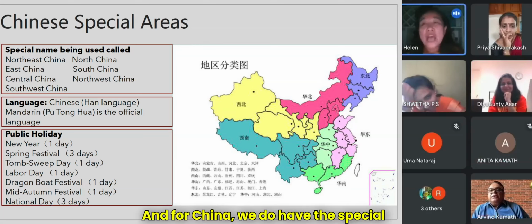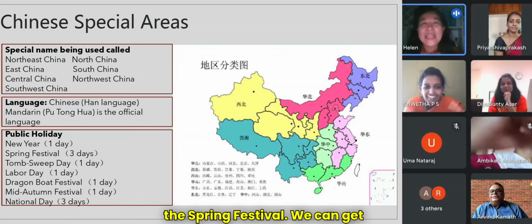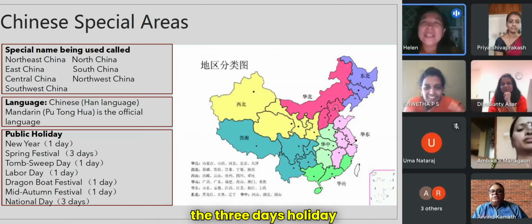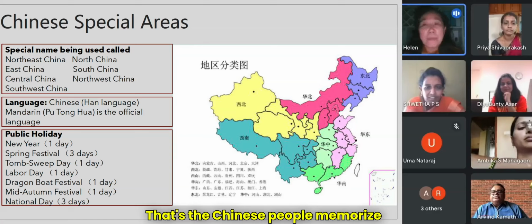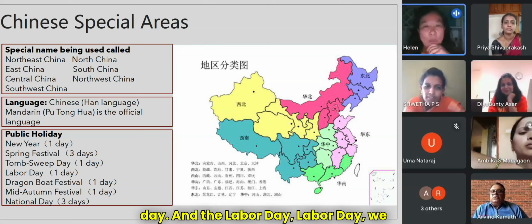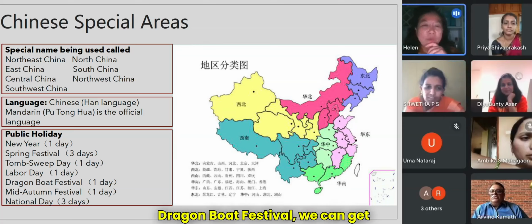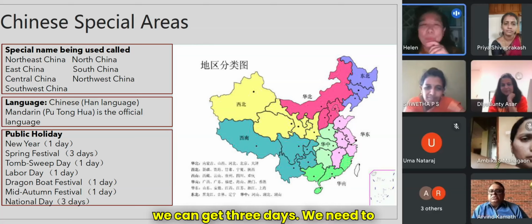And for China, we do have special public holidays. New Year, we can get 1 day. And the Spring Festival, we can get 3 days holiday. And the Tomb Sweep Day, that's when Chinese people memorize the last generation. Yeah, and we can get 1 day. And the Labor Day, we can get 1 day. And the Dragon Boat Festival, 1 day. And Mid-Autumn Festival, 1 day. And the National Day, we can get 3 days.